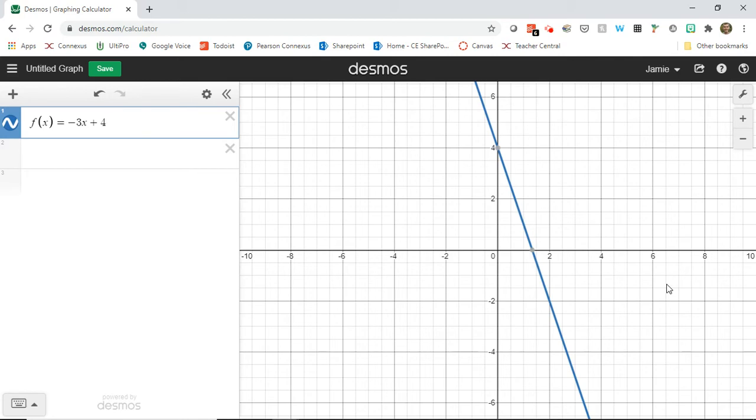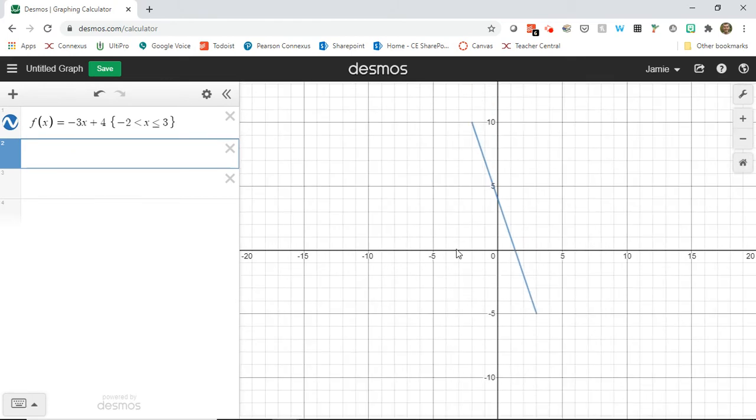If after my function I use the squiggly bracket here, I can enter in my restricted domain. So we have negative 2, the less than symbol, x, less than or equal symbol. If I hit the less than and then hit my equal sign, it will give me that. And then 3 is the number there, and then close those brackets. And now you'll see that no longer does the graph of that function go on forever. We've restricted that domain.